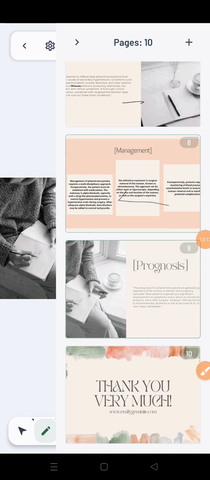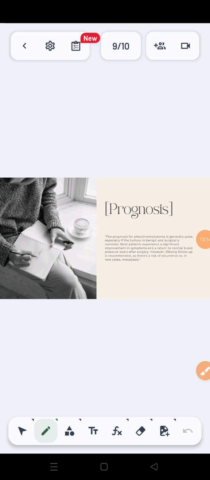Okay, this is the last slide, prognosis. So, the prognosis of pheochromocytoma is generally good, especially if the tumor is benign and surgically removed. Most patients experience significant improvement in symptoms and a return to normal blood pressure after surgery. However, lifelong follow-up is recommended as there is a risk of recurrence or, in rare cases, metastasis.